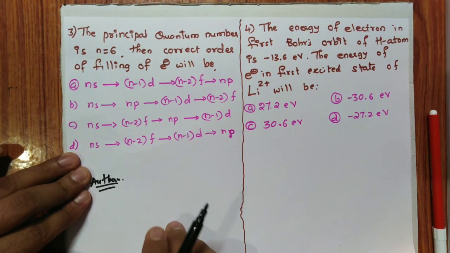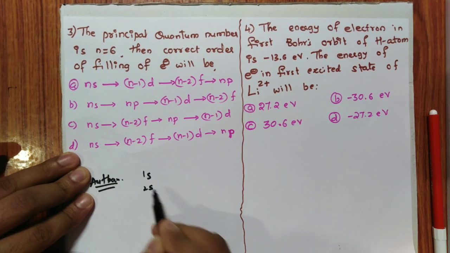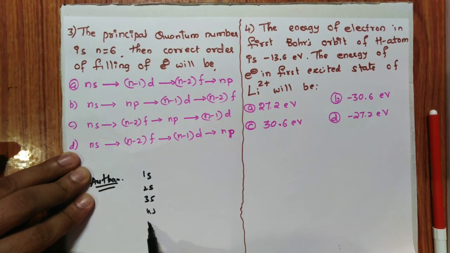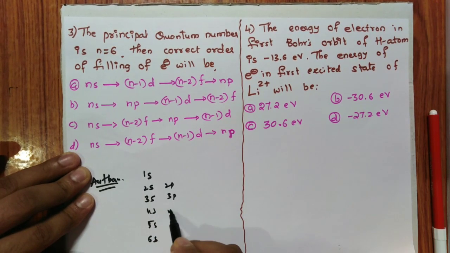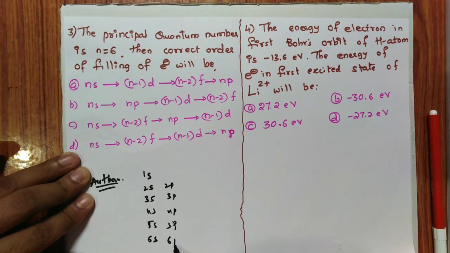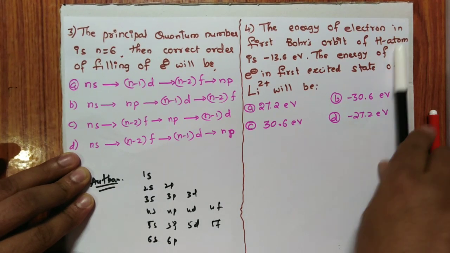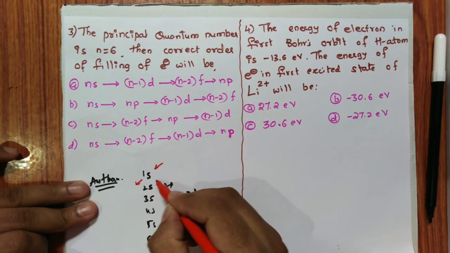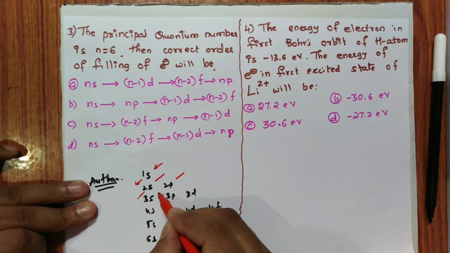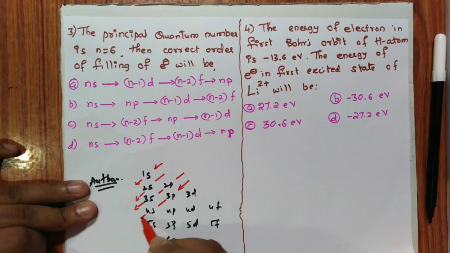So always remember, according to Aufbau principle, when you write, very easily I will write that 1s, so that 2s, 3s, 4s, 5s, 6s, like that. So 2p, 3p, 4p, 5p, 6p. So 3d, 4d, 5d. So 4f, 5f. Right? Now, in this particular case, remember, first we will start with 1s. So then 2s, then 2p. Right? 3s, then 3p, then 4s.